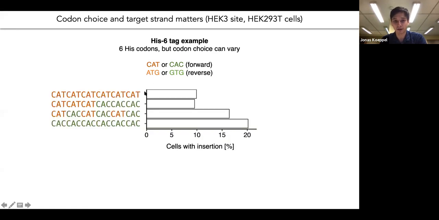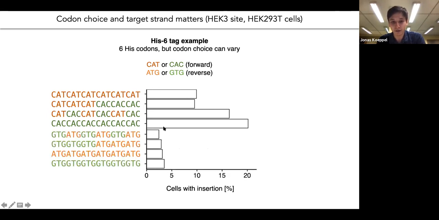And you can see first, if we just look at the forward strand, that the version of the His6 tag that uses the highest GC content and specifically the highest content of cytosines inserts best in the HEK3 site and HEK293T cells, but it's about the same in all of the other targets. And the one that minimizes the GC content and the cytosine content inserts quite poorly.